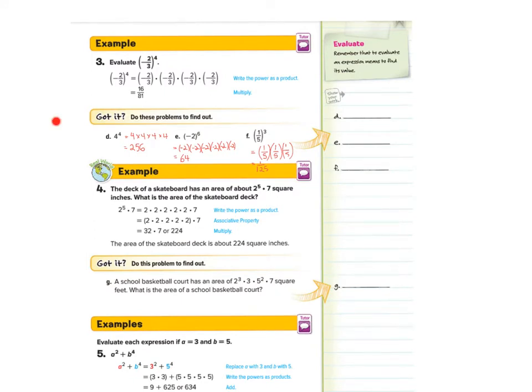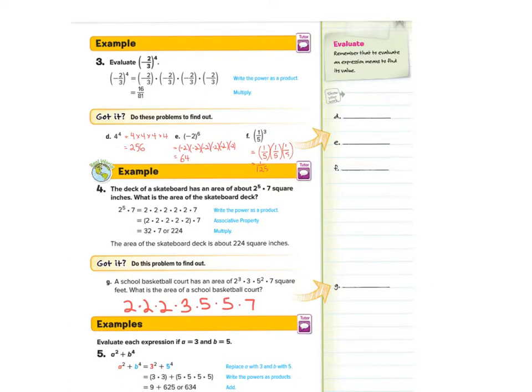Here we go. A school basketball court has an area of 2 cubed, or 2 to the 3rd power, or 2 to the power of 3. You can say it all those ways. Times 3 times 5 squared times 7 square feet. What is the area of the school basketball court? Let's write this in expanded notation. This is in exponential notation. Let's write it in expanded, which means we're actually going to write each factor. It should look something like this.